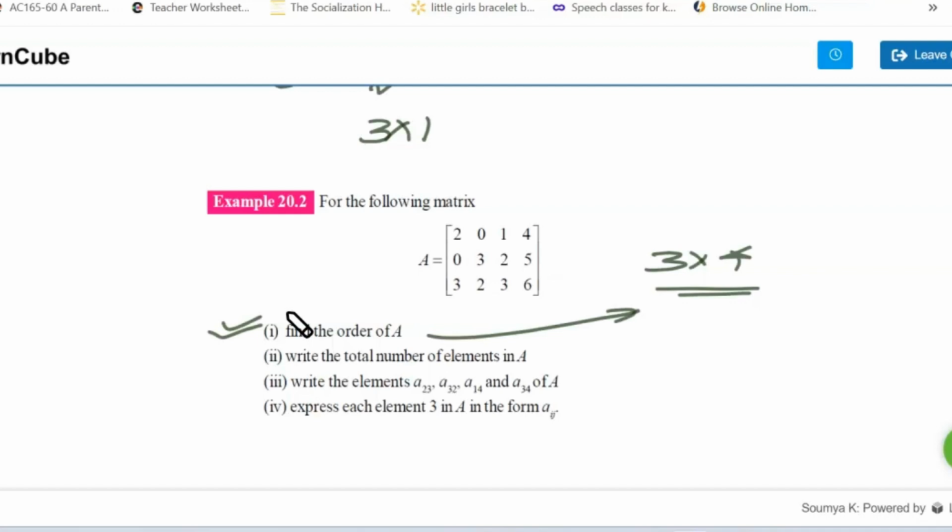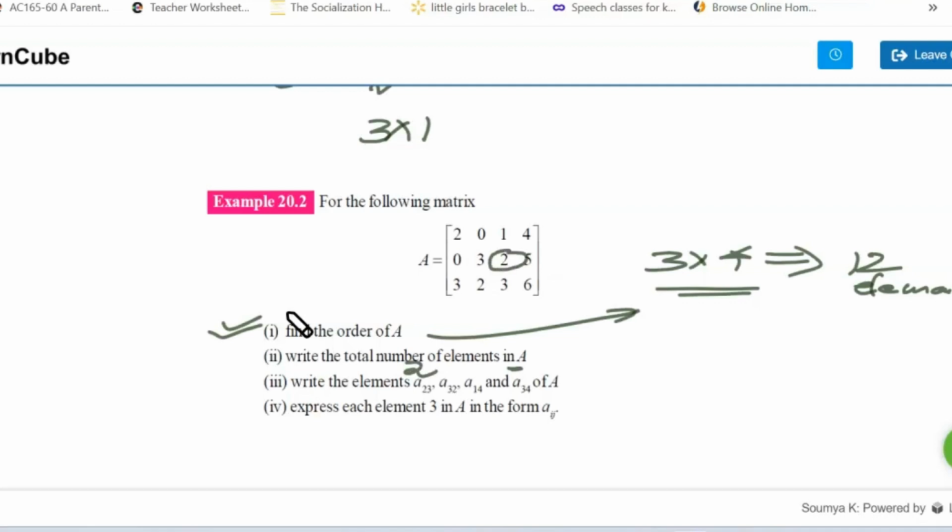Next one is write the total number of elements in A. To find the total number of elements, just multiply the order. 4 into 3 is 12. So 12 elements will be there in total in your given matrix. Okay, next one is write the element A23. That means second row, third element. The element would be 2.